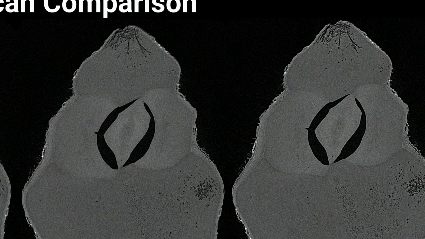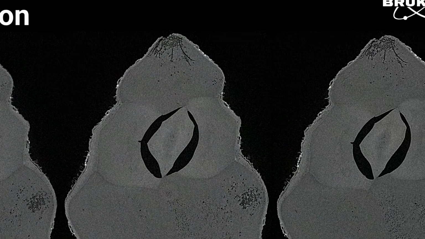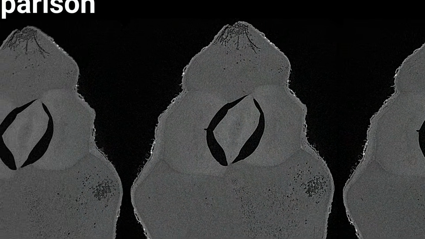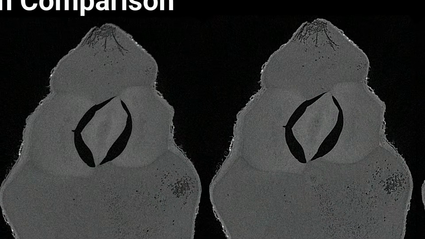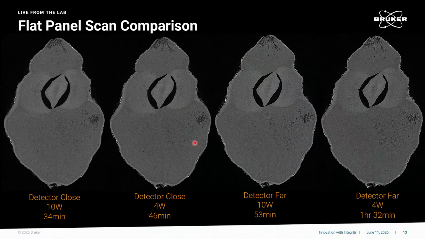So, back to the question you asked a second ago, going from detector close to detector far, you're in your farthest position. What ends up happening is there's less edge blurring. It's geometric blurring. So there's less of that going on. And so just going from detector close to detector far, but keeping your wattage maxed, you'll see a big benefit.